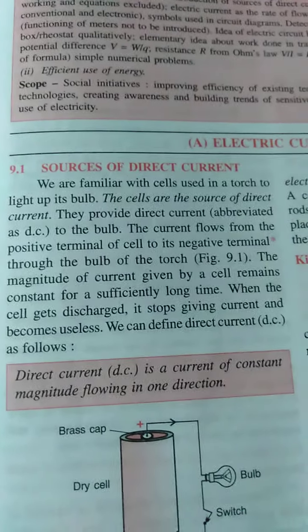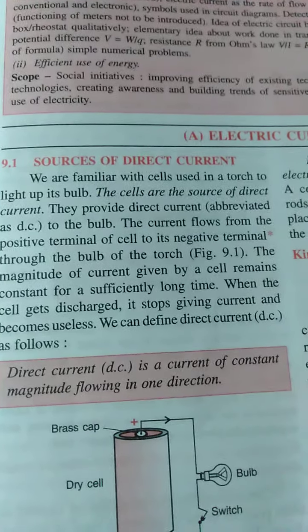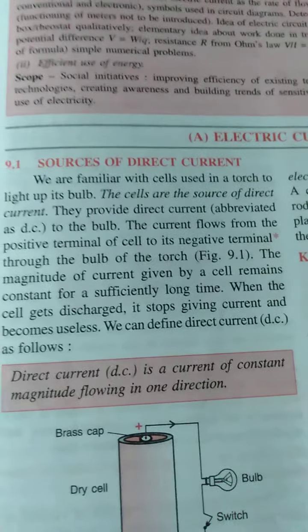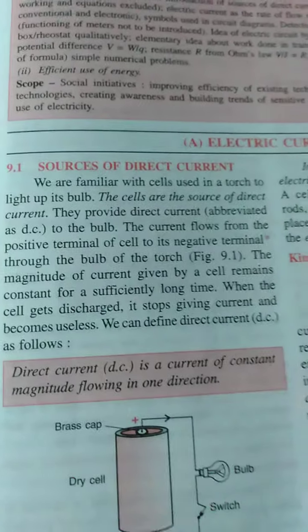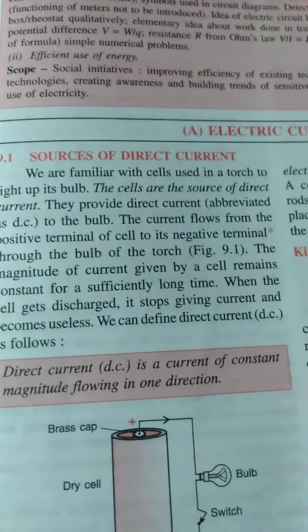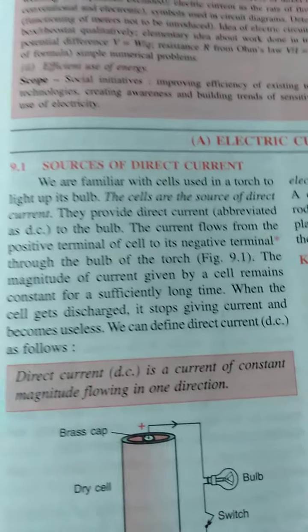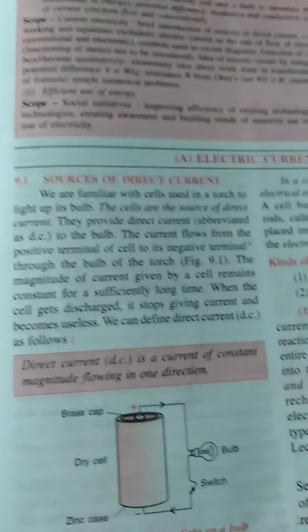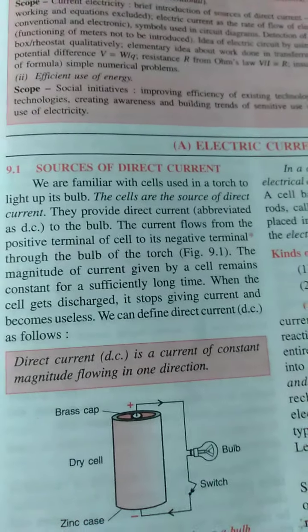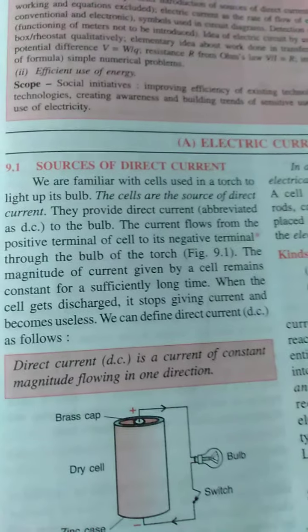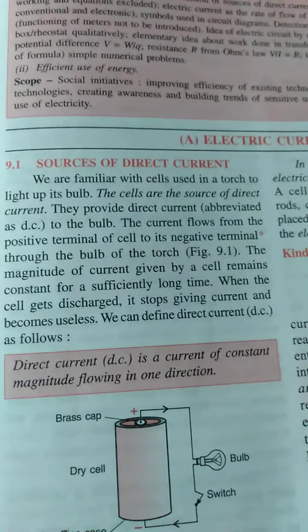Sources of direct current. We are familiar with cells. Now what is the source of direct current? The source of direct current is the cell. A cell gives us a DC, direct current.